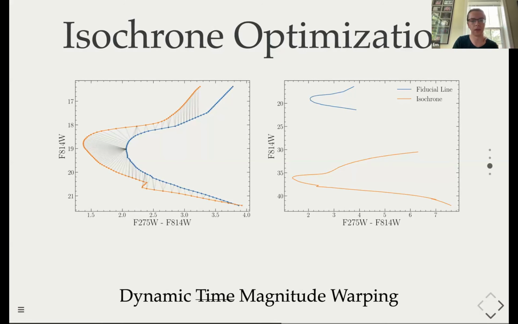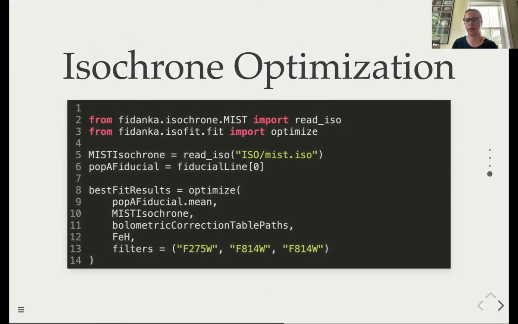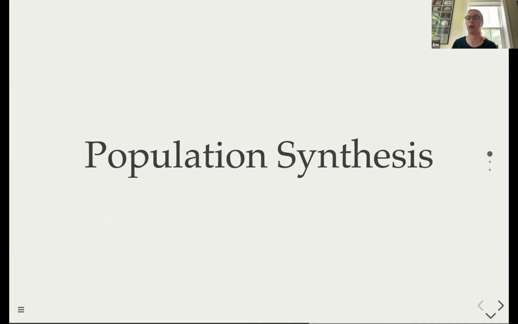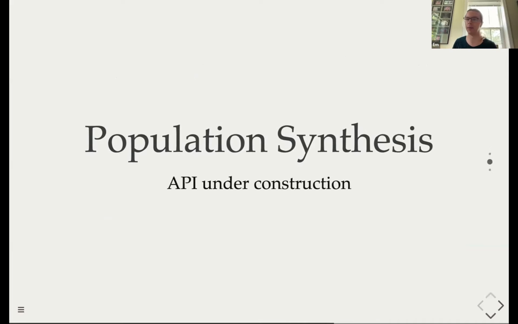over that. Again, there's a pretty straightforward API, we hope, that lets you take in a fiducial line object from Fidanca and a MIST style isochrone and MIST style bolometric correction tables, and spit out those 3 optimized parameters. Finally, population synthesis. I'm actually not going to show API examples here.